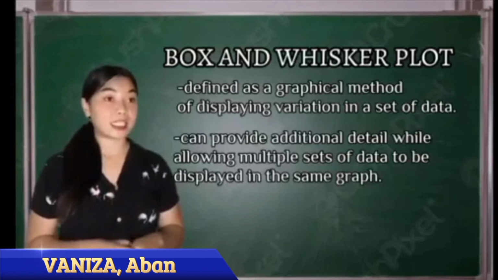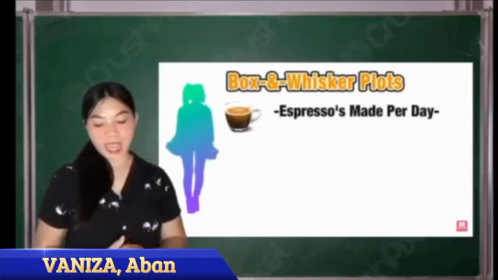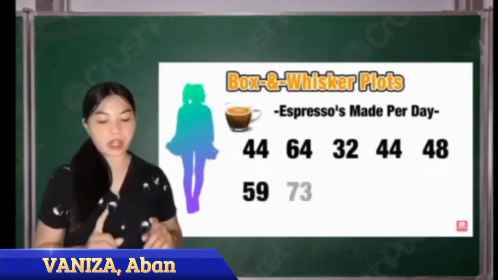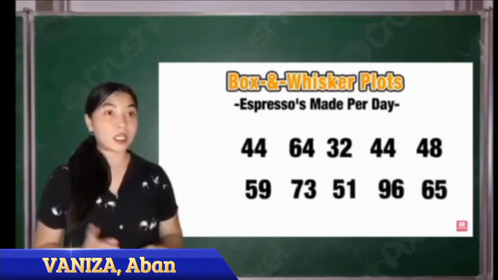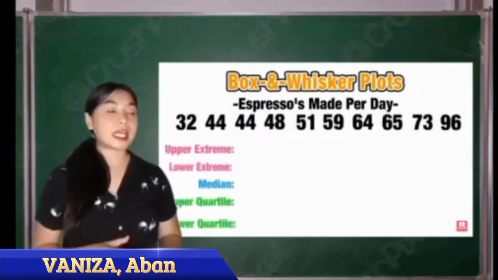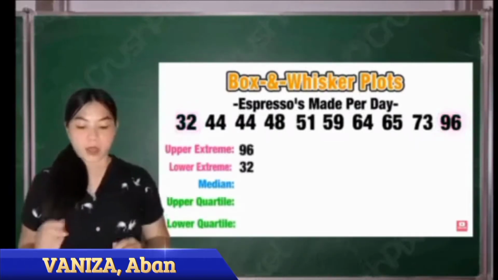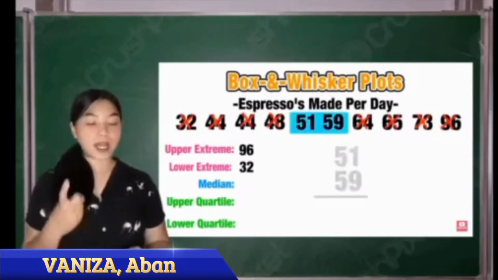Like for example, in this situation. Christine owns a coffee shop and is keeping data on the number of espressos that she made per day. The first step is to rearrange the values in order from least to greatest. So now we're ready to get the information that we need. We'll start with the extremes. The upper extreme is 96, the lower extreme is 32. Now, for the median, moving outside in to find the middle value, we have two numbers, 51 and 59.